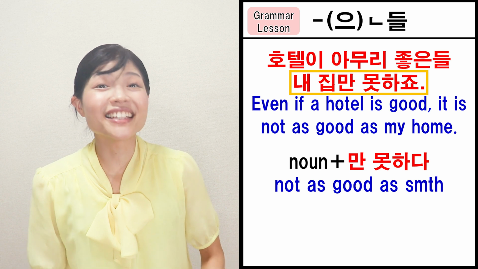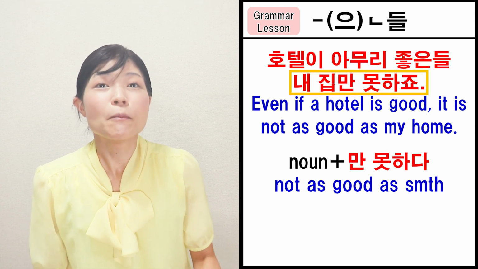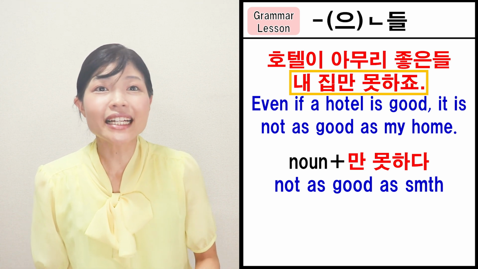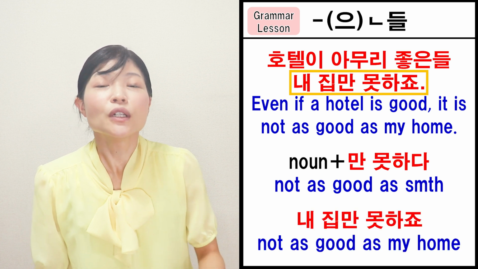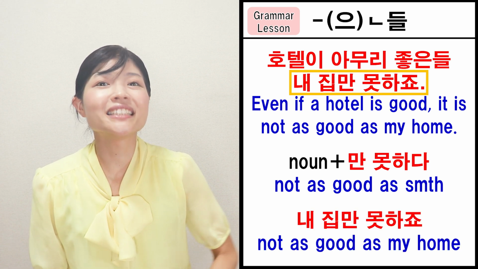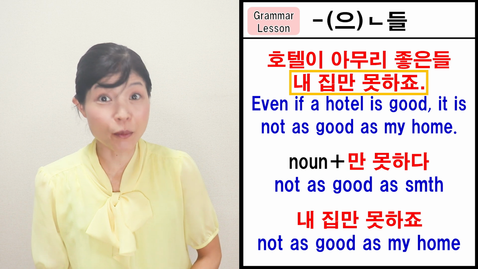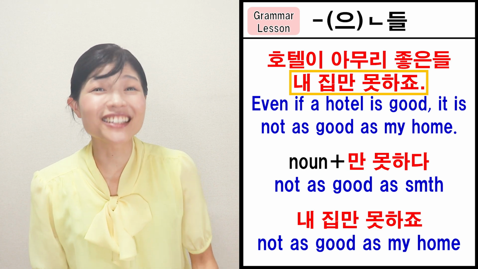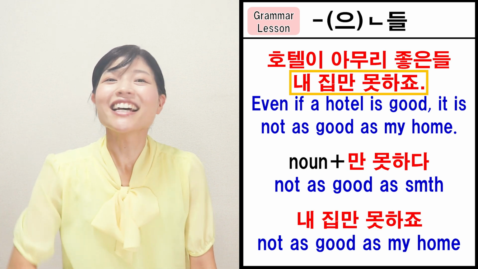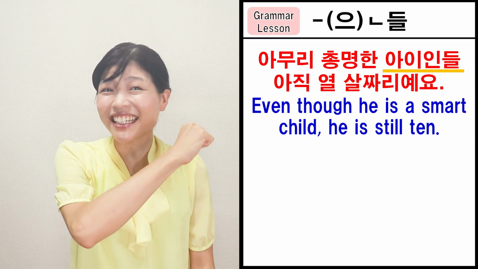So I'll explain this as well. Noun plus 만 못하다 means not as good as something. So 내 집만 못하죠 means not as good as my home. Please remember this expression as it is. Okay? Then let's read the next sample sentence.